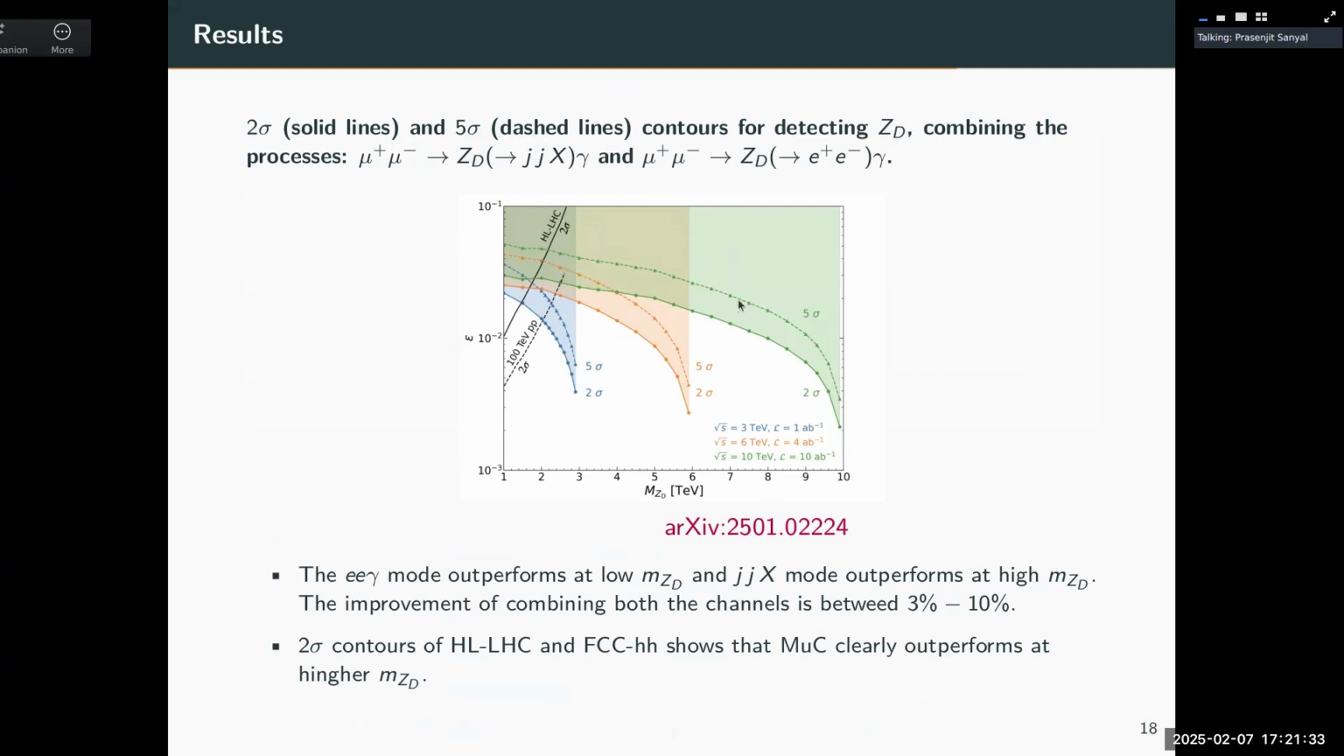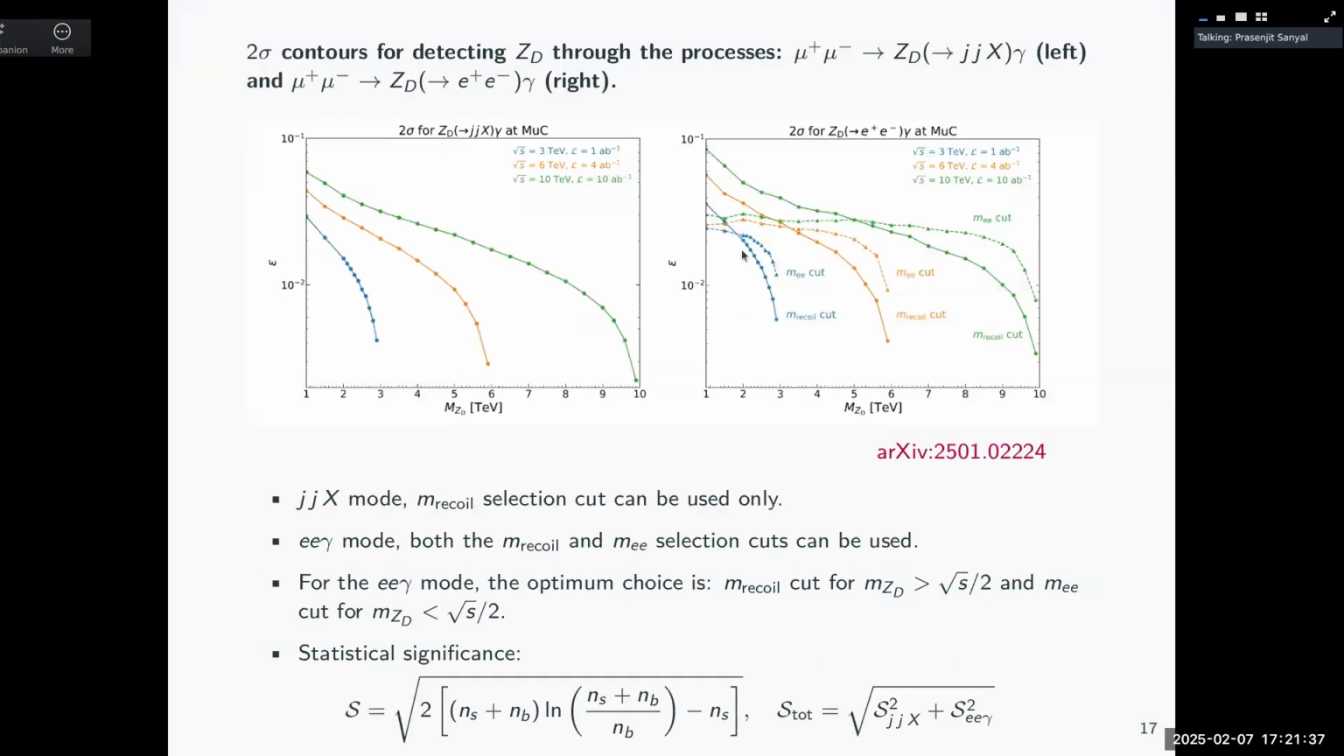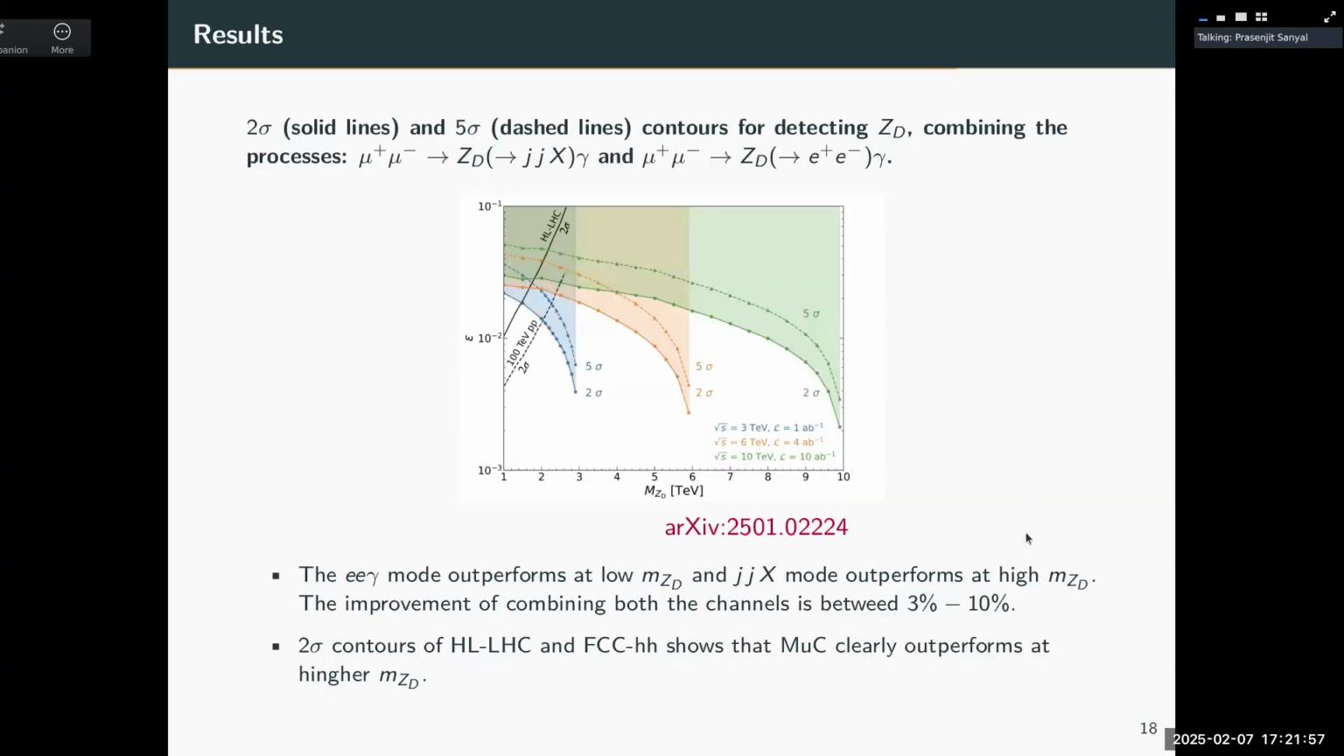We can see from the previous figure that the E gamma channel actually outperforms the dijet channel when the dark Z is lighter. But for heavier dark Z, the inclusive dijet mode outperforms the E gamma mode. So if we combine those two modes, the improvement is not too high, a modest improvement of less than 10%. But this is the best sensitivity we can reach for a muon collider. And for completeness, we have also shown the 2 sigma contours for the HL-LHC and FCC-hh. We can see that for dark Z heavier than about 2 TeV, the muon collider outperforms the hadron colliders.